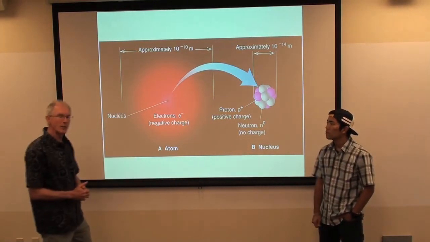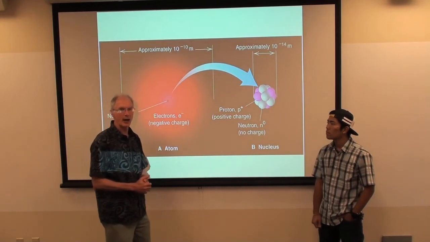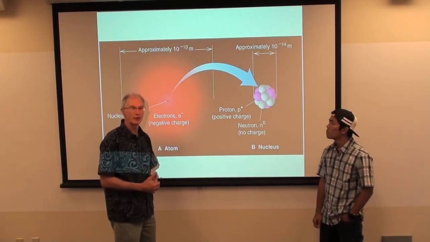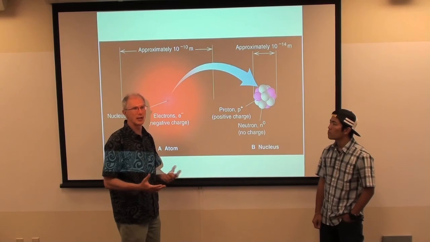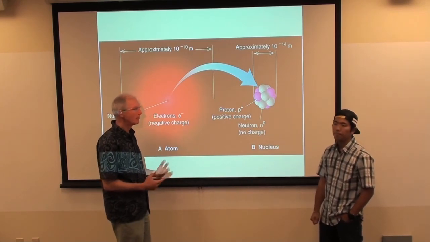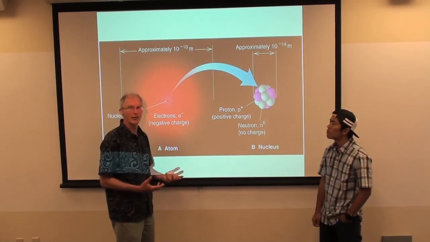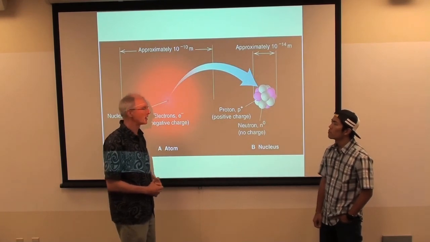There are some elements that have both stable and unstable isotopes. For example, carbon-14 is an unstable nucleus. It decomposes through a radioactive process. But there's also carbon-12 and carbon-13, which are stable nuclei and don't decompose.